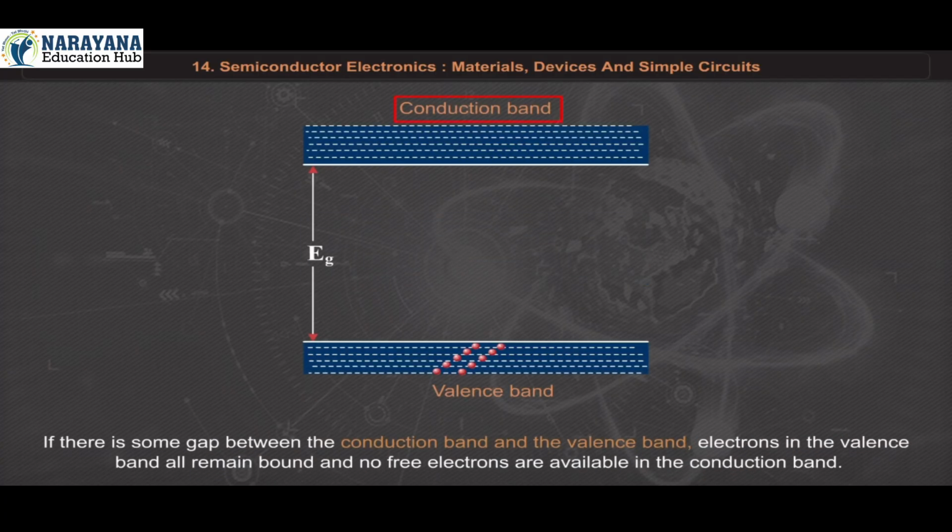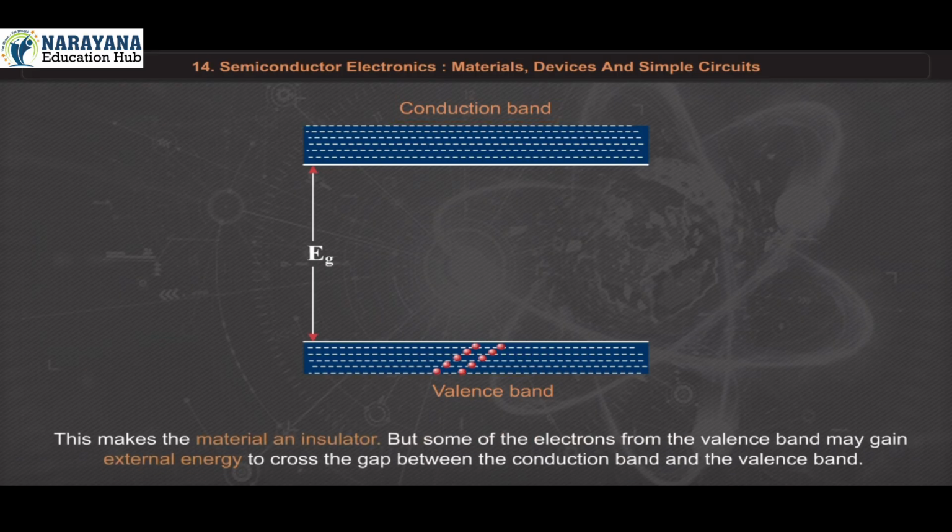If there is some gap between the conduction band and the valence band, electrons in the valence band all remain bound and no free electrons are available in the conduction band. This makes the material an insulator.